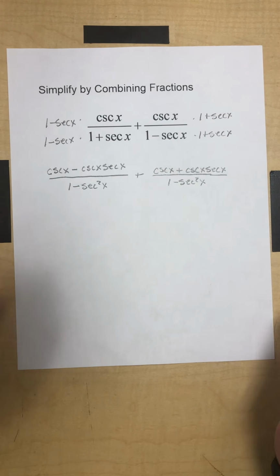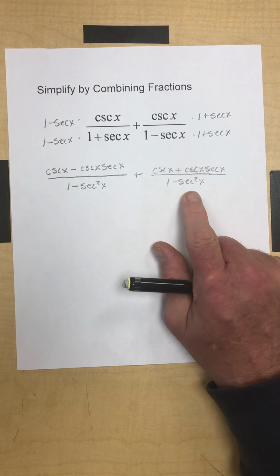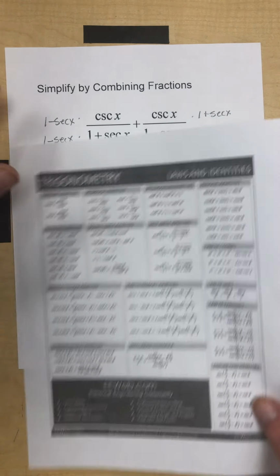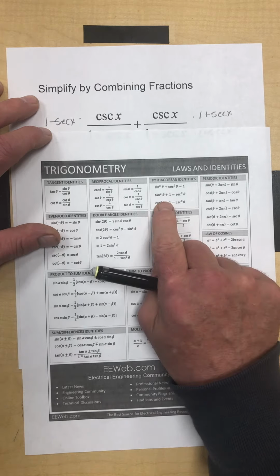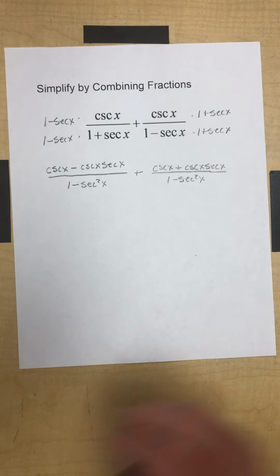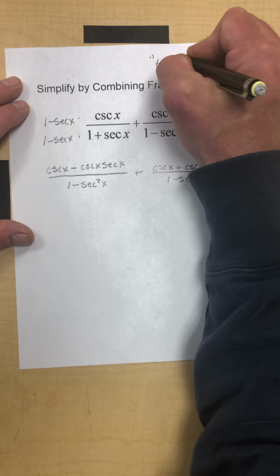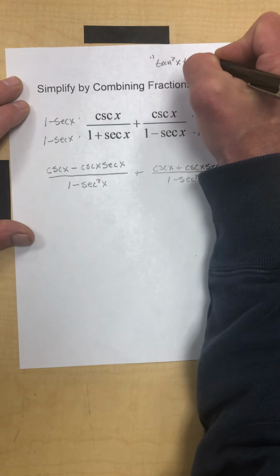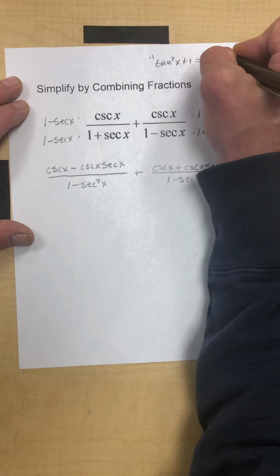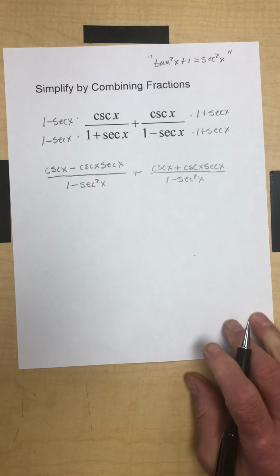Okay, now, I know one thing. I'm definitely looking at this 1 minus secant, and I'm thinking Pythagorean identity. So I go here, which one? Right here, tangent squared plus 1 equals secant squared. So I know I'm probably going to have to use this. Tangent squared of x plus 1 equals secant squared of x. That might come into play. So let's see what happens here.